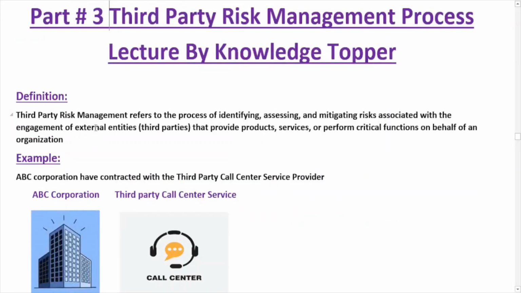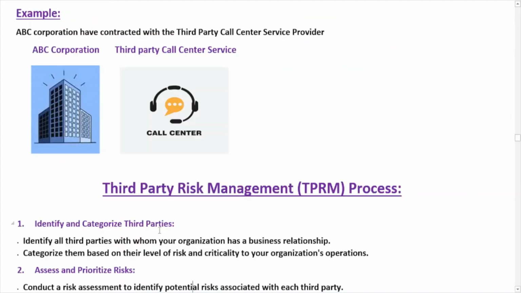So as I discussed with you guys the definition of third-party risk management in the first lecture, if we recall it again, third-party risk management refers to the process of identifying, assessing, and mitigating risk associated with the engagement of external parties, like third parties that provide products, services, or perform critical functions on behalf of an organization, okay? So we have discussed that third-party risk management is a continuous ongoing process to identify, assess, and mitigate risk associated with third parties. Now, in order to manage third-party risk, we have to understand the process, okay?